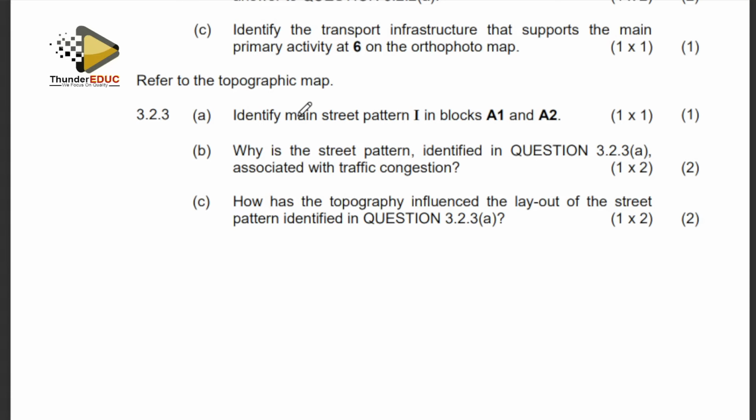Okay. They say identify the main street pattern. When you talk about street pattern, what comes in your head? We remember we have the gradient, we have the planned irregular. Okay. So in that sense, they want you to identify the main street pattern there. And therefore, we go to the map quickly.